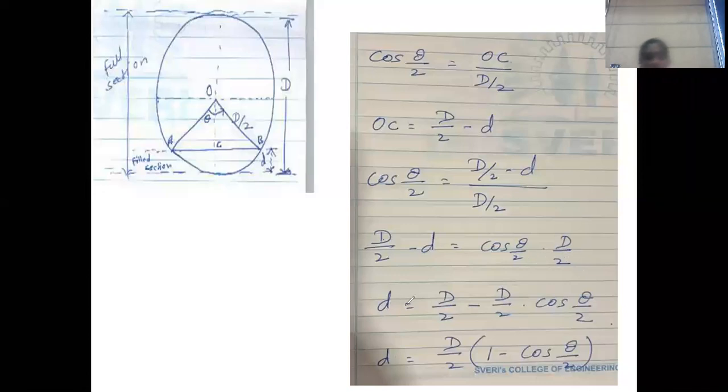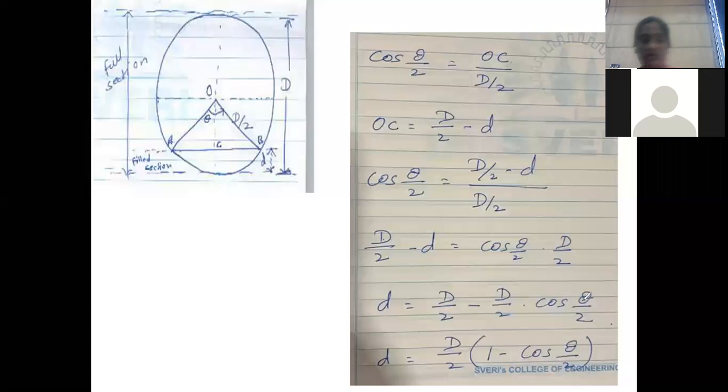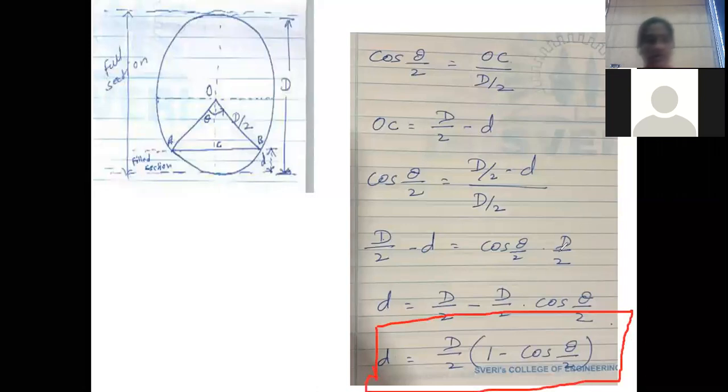So we can convert that equation in the form of d. d is equal to D by 2 minus D by 2 into cos theta by 2. Or we can go for further modification, that we will take D by 2 as common. Then 1 minus cos theta by 2 will be the equation for the small d, that is the depth of the sewer line when it is running partially full. Okay, so this is the equation we can use to determine the depth of flow.